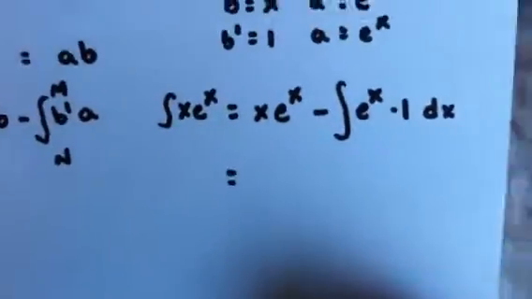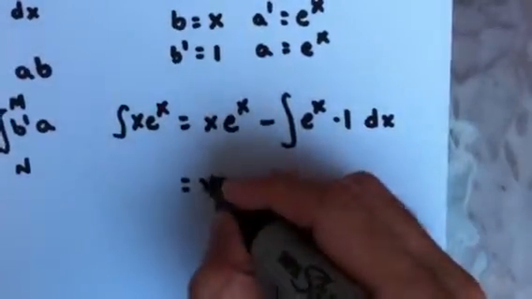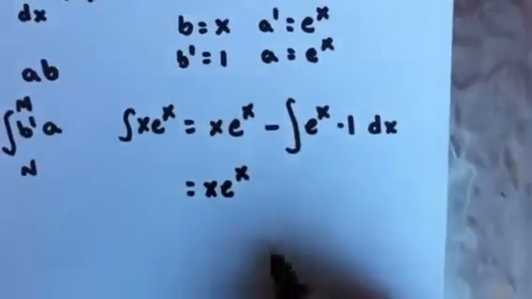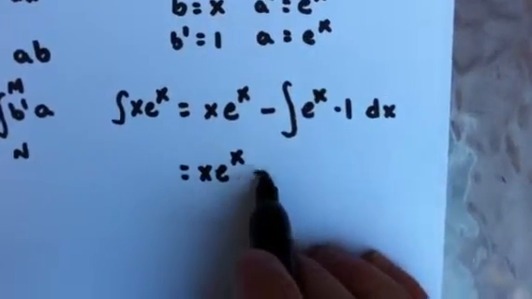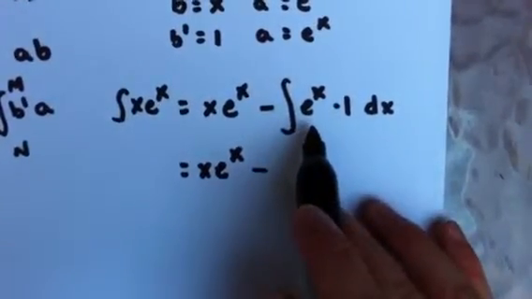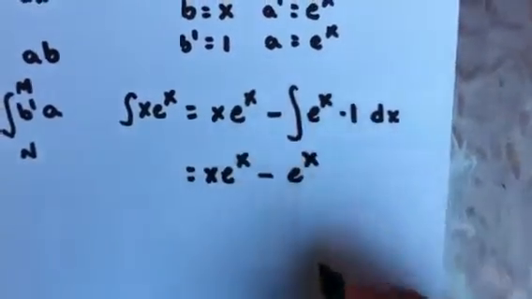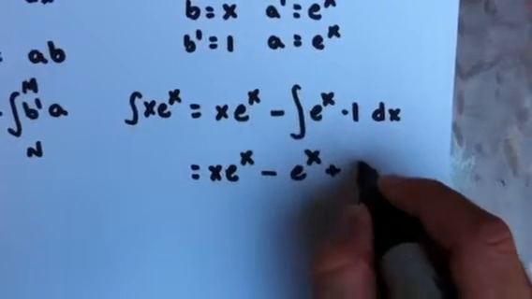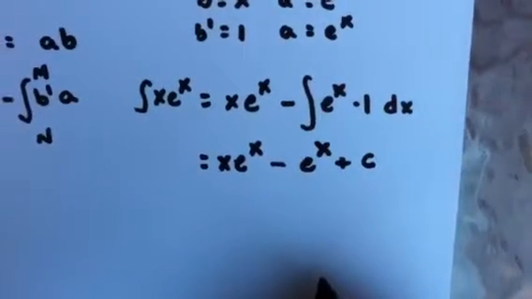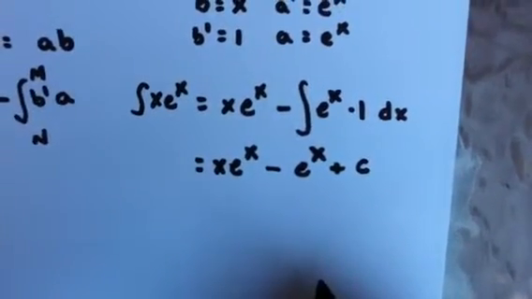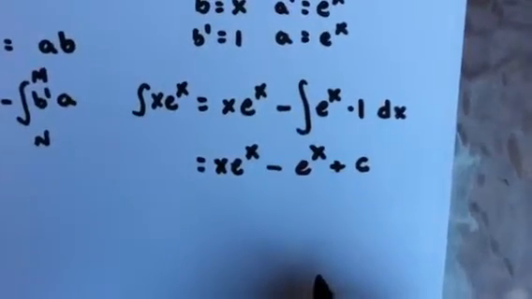So if we start to evaluate this, we're going to carry down our x e to the x. We're going to have a minus, and the integral here is just going to be an e to the x, so we're going to get e to the x, and since this is indefinite, we can add our plus c, and that's how you find the integral of that using integration by parts.